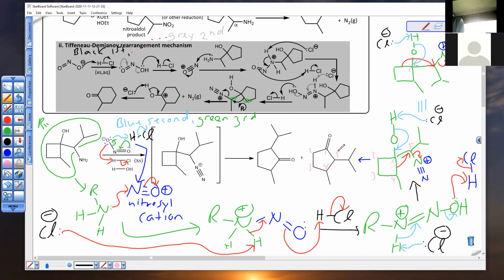And in this one, we'll do the same numbering. 1 was already bonded to 5, which has an isopropyl. 5 ends up with a new bond to 2. 2 was always bonded to 3, which was always bonded to 4. And I hope you found that useful. It is a very cool reaction.